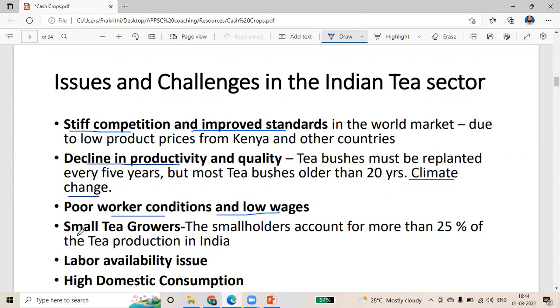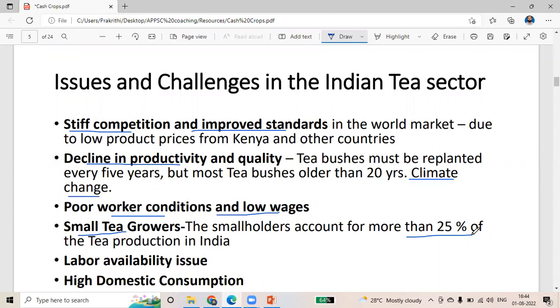Then small tea growers, about 25% of India's tea, are small growers and small producers. As I said earlier, in the 1960s these small tea growers were in South India, and they also moved to Northeast India. So these two areas are the highest tea producing areas in India.